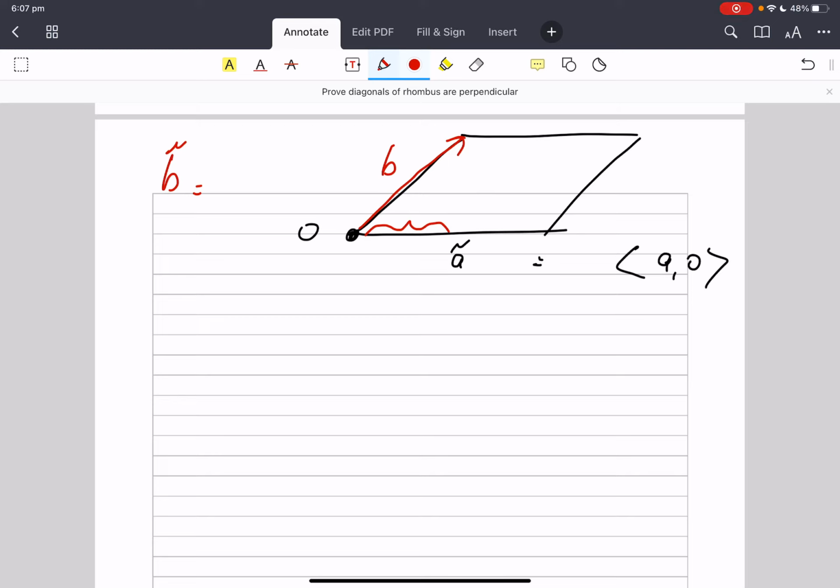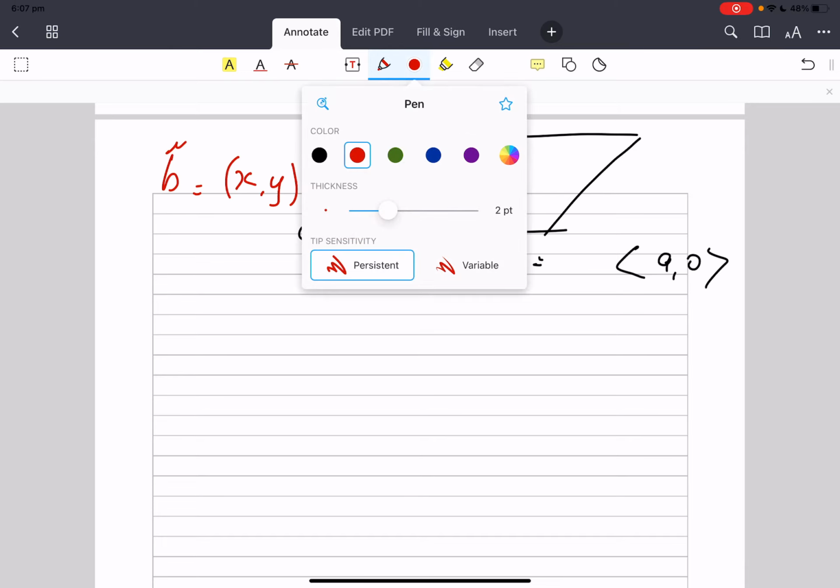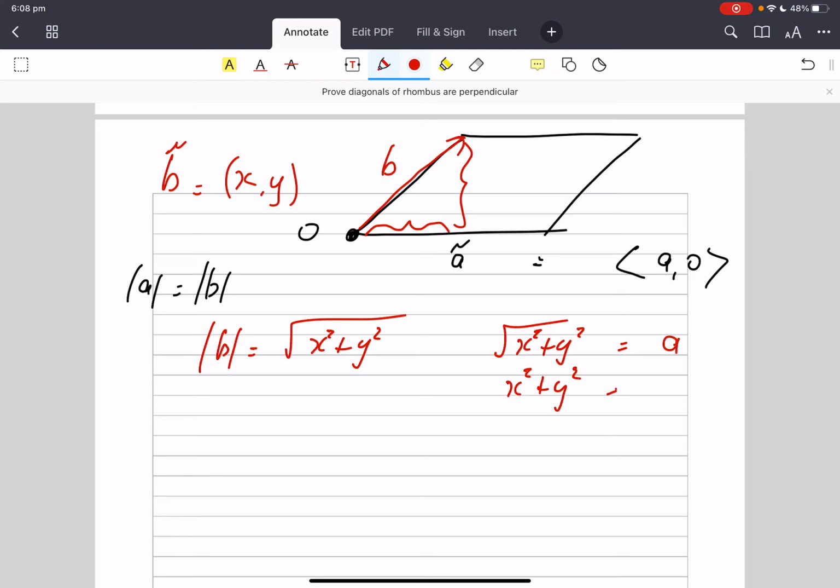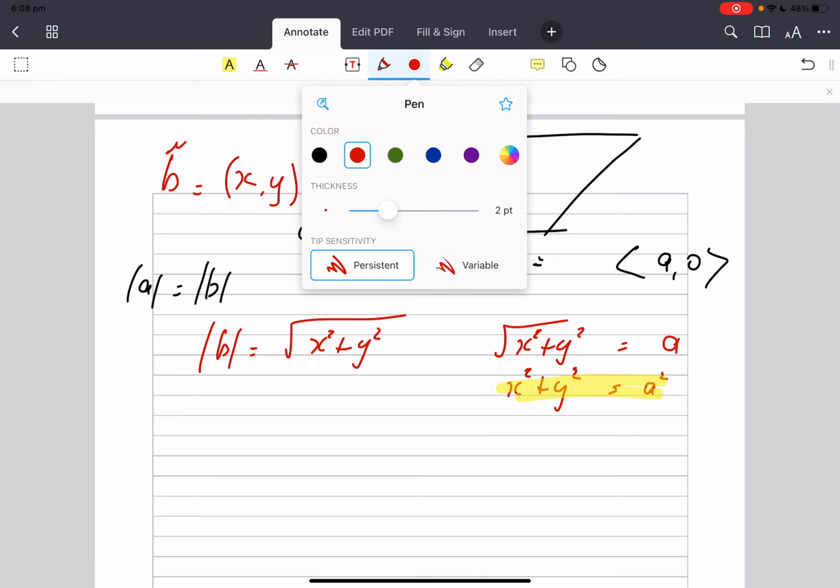So B is x, y. Oh, that's dodgy, isn't it? I should have gone the other way. Importantly, the magnitude of A equals the magnitude of B. The magnitude of B is the square root of x squared plus y squared, which is actually A. Now I don't know whether you can see that, but that's Pythagoras because that length is A. Anyway, that's going to come in handy later on.